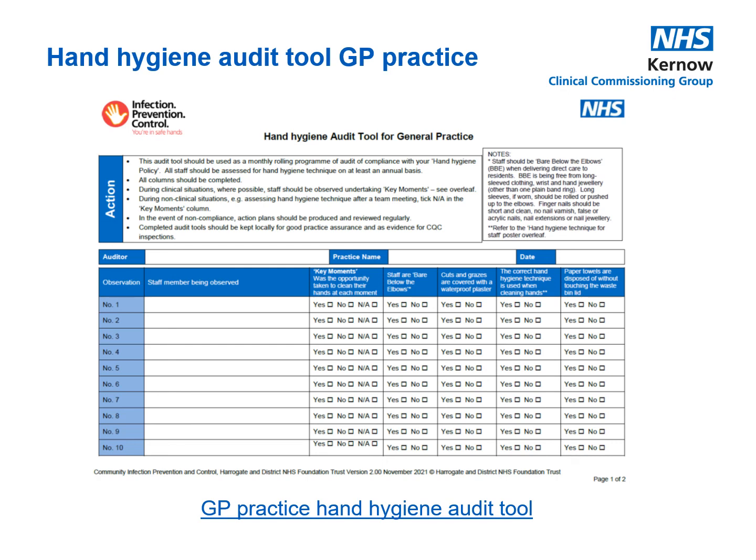So you can see observation number 1, you can record the individual's name, or you can record a staff group, for example an HCA, a nurse, a carer, a physio or a doctor. And then record the key moments. Was the opportunity taken to clean their hands at each moment? Yes, no, or not applicable. Was the staff bare below the elbow, and were cuts and grazes covered with a waterproof plaster? Then observe if the correct hand hygiene technique is used when cleaning hands, and if paper towels are disposed of without touching the waste bin, if this is applicable.